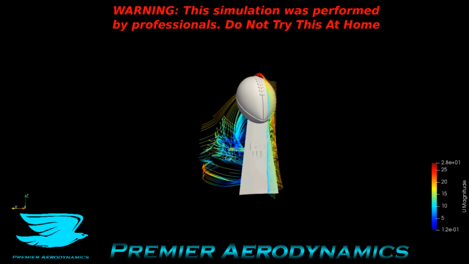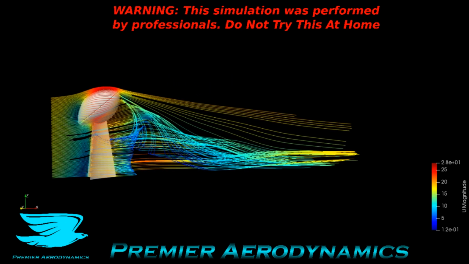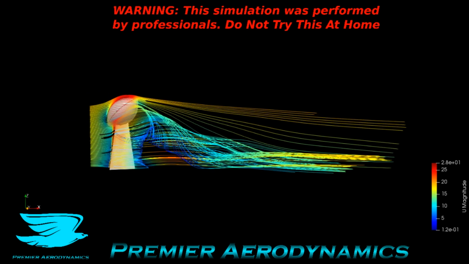Also, the flow going around the football stays attached quite well up until a point, and then it just dives straight down, and it creates this massive swell. So it's very complicated. What do you think?